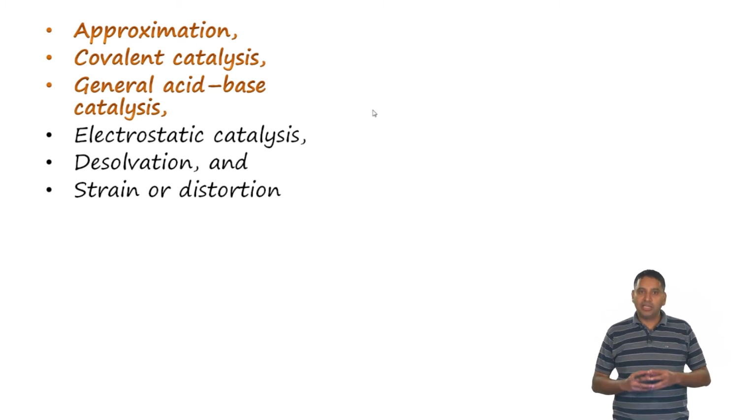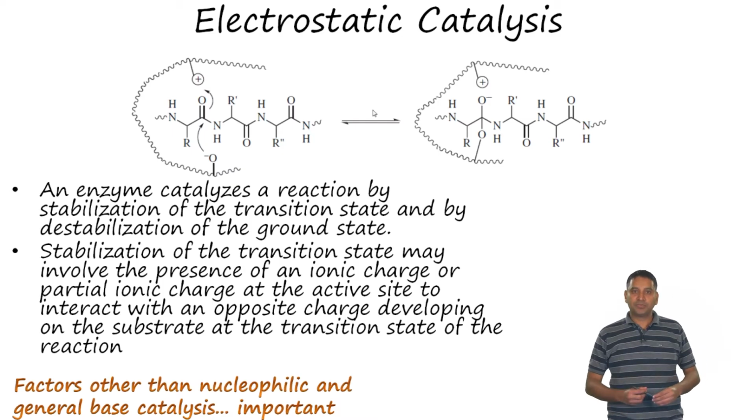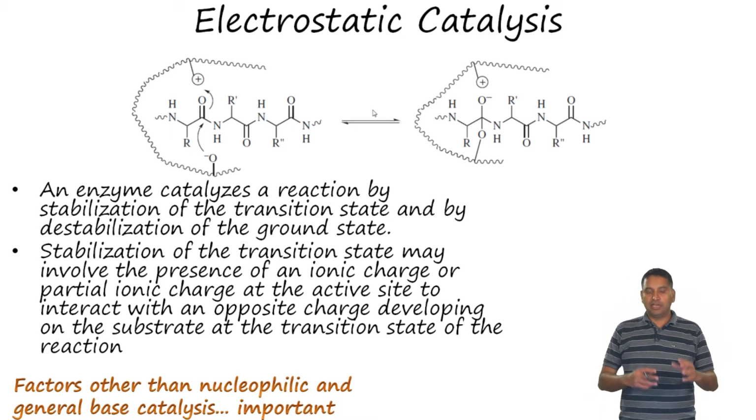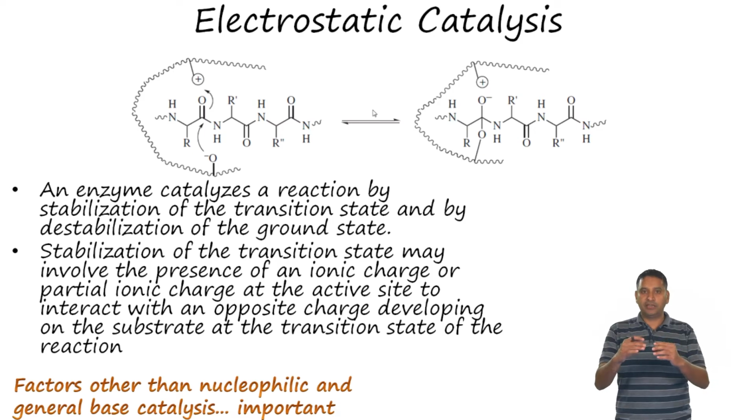There are broadly three other ways in which enzymes are able to catalyze reactions. The next mechanism is electrostatic catalysis. In electrostatic catalysis, the transition state that is produced during a reaction is stabilized by residues in the active site.